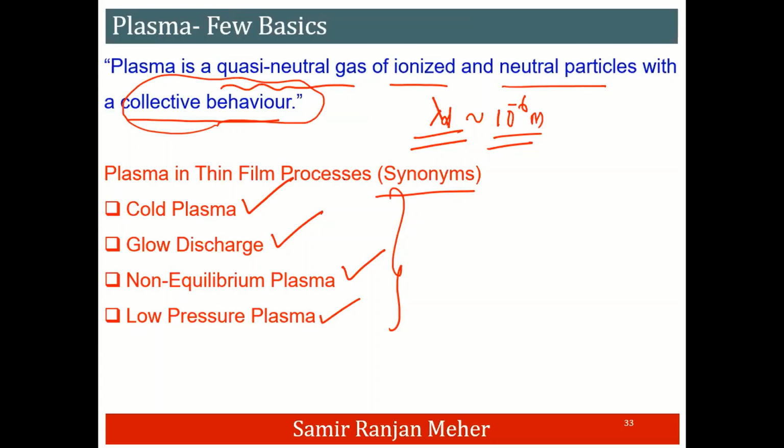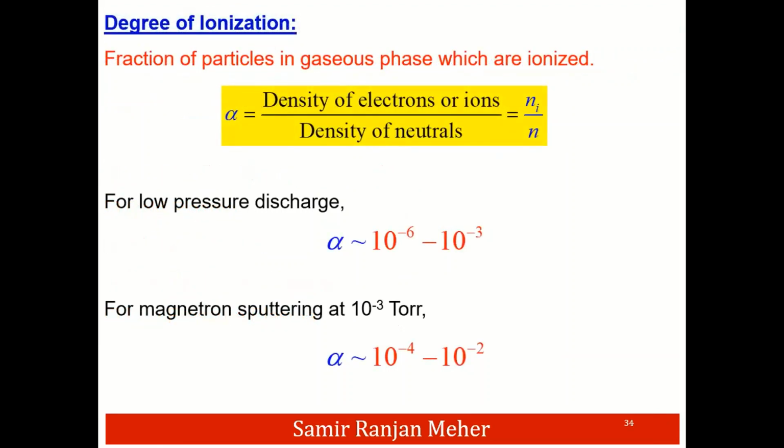So let us try to get an idea about the ionization degree. The degree of ionization is defined as the density of electrons or ions divided by the density of the neutrals that are present inside the particular plasma. And the densities of electrons and ions are going to remain the same, because whatever is ionizing is coming from the electrons. So Ni is always equal to Ne. Both the densities are going to remain the same.